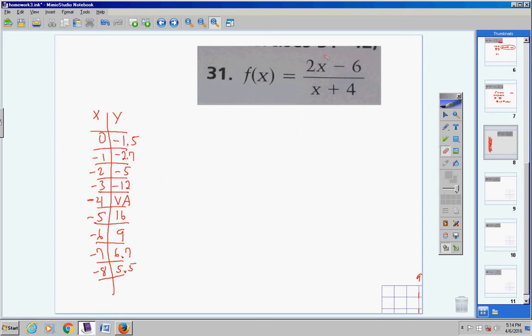I'll do one more and then we'll go on. Let's jump down to negative 6. For x right here, I'll put a negative 6. 2 times negative 6 is negative 12, minus 6, negative 18. Negative 6 plus 4 is negative 2. So I get negative 18 over negative 2, which is positive 9. Those won't take too long, and plus I'm really reasonable.